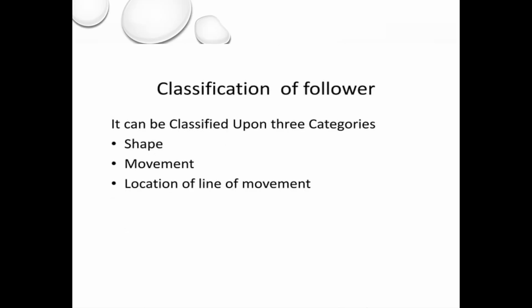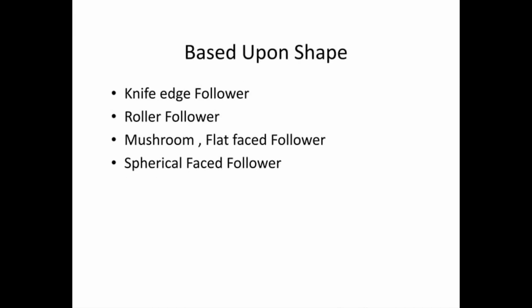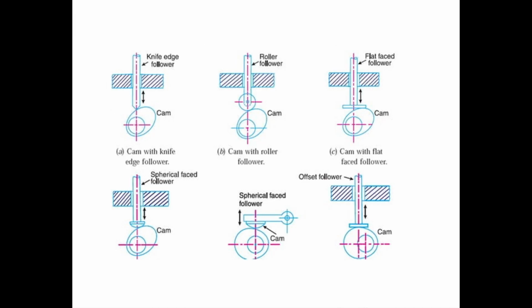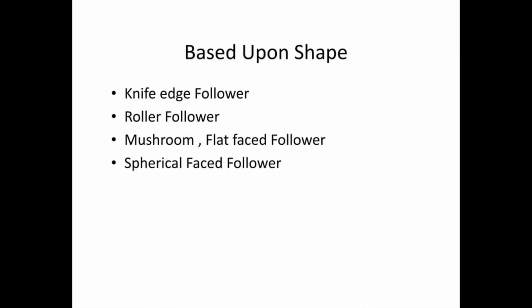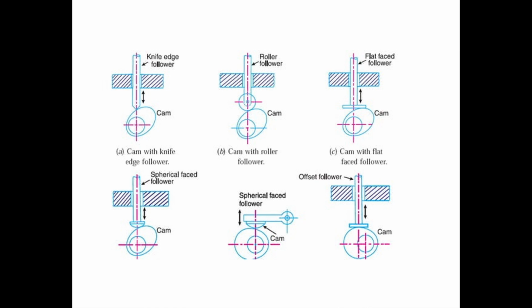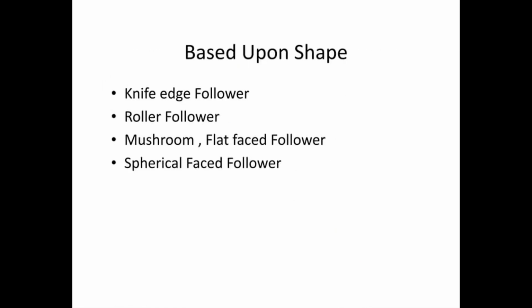Followers can be classified based on three categories: shape, movement, and the location of the line of movement. The first one is the knife edge follower, then the roller follower. First I am explaining the cam with the knife edge follower. When the contacting end of the follower is a sharp knife edge, it is called a knife edge follower.